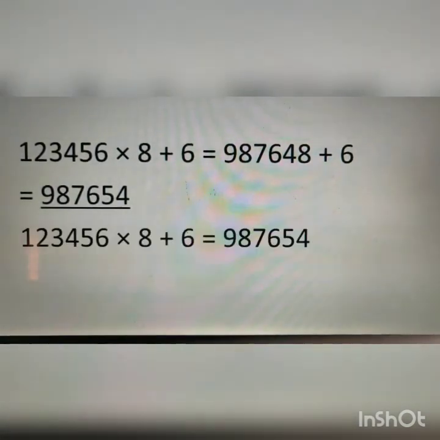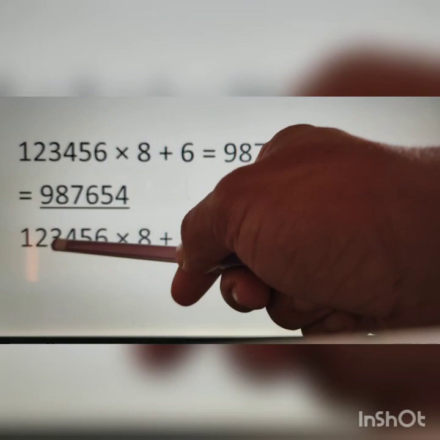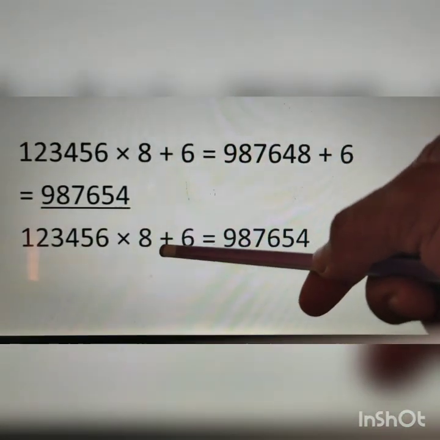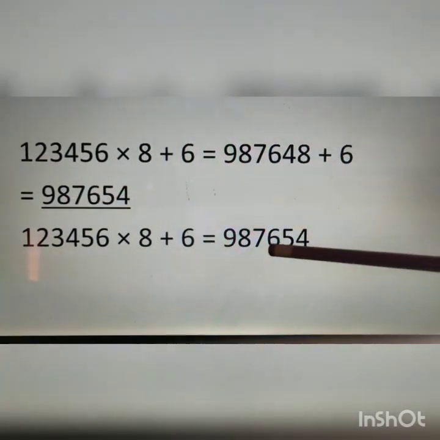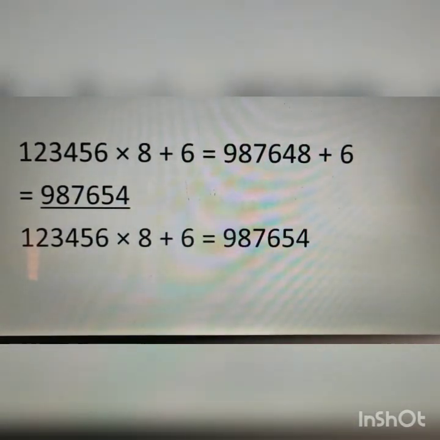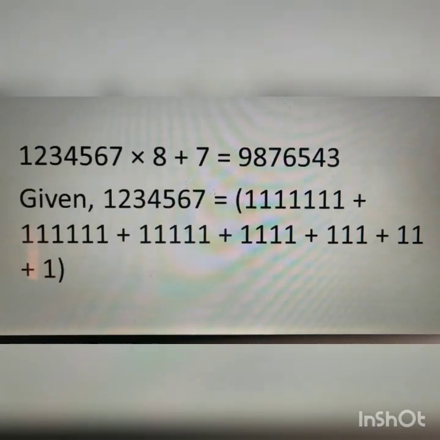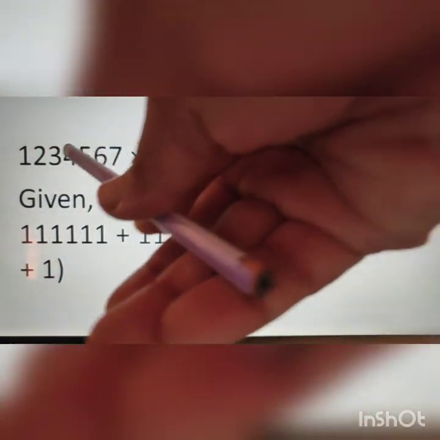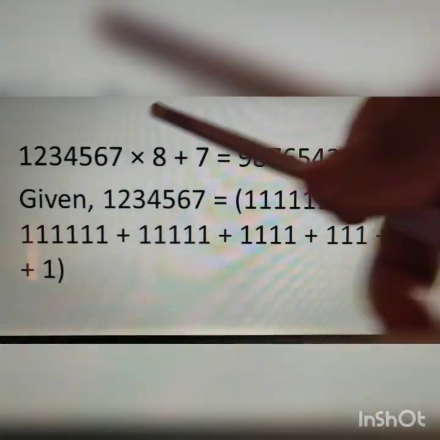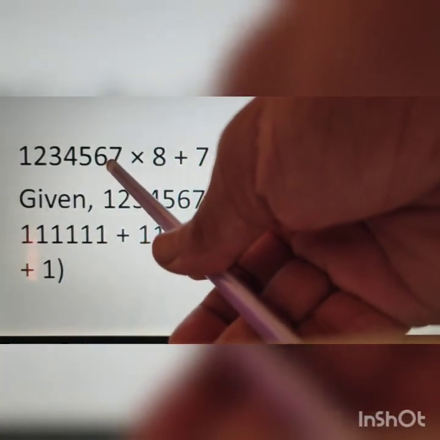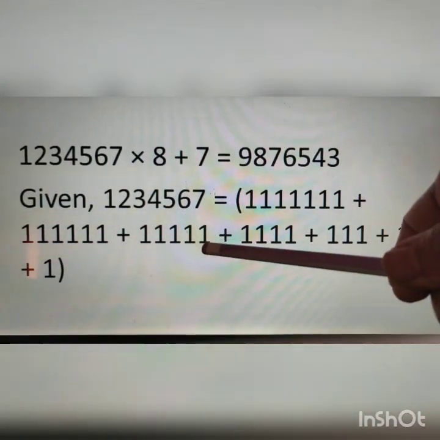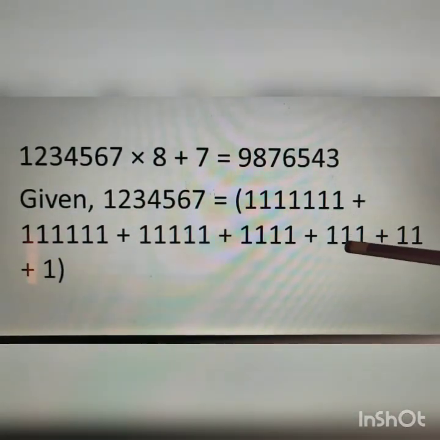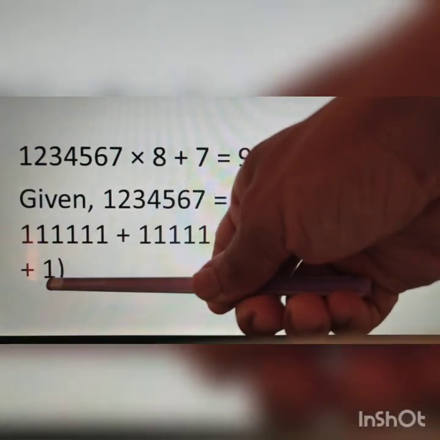Let us see the pattern. See, 1, 2, 3, 4, 5, 6 multiplied by 8 plus 6 is equal to 9, 8, 7, 6, 5, 4. It shows how the pattern works. Similarly, the last series of the pattern. Here 7 is last. So 7 times 1, 6 times 1, 5 times 1, 4 times 1, 3 times 1, 2 times 1 and 1 time 1 is coming.